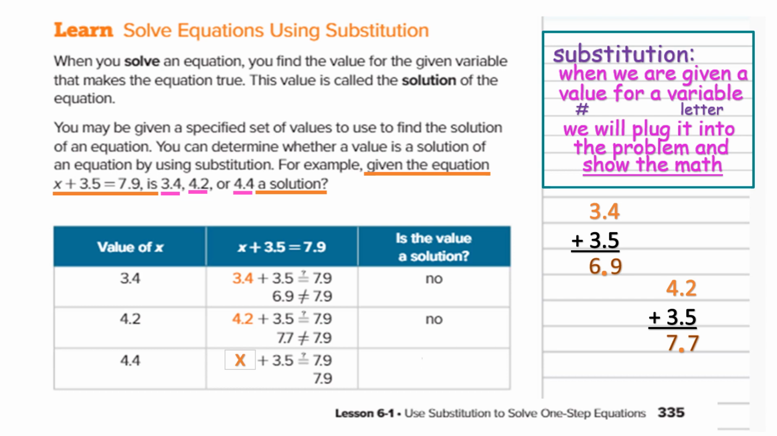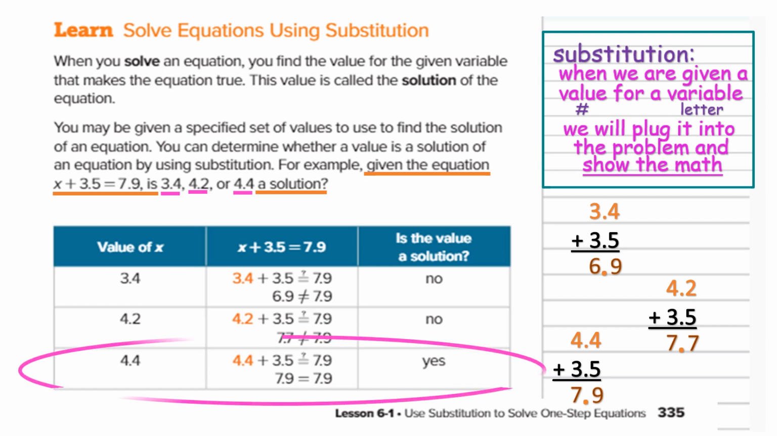So we're going to show our third math problem. We're going to show that we're adding 4.4 and 3.5. We're going to line up our decimals. We're going to bring our decimal down. I don't have any zeros to fill in, so I add on the right, which gives me 9. I add on the left, which gives me 7. And that tells me that on the left, I end up with 7.9. Is that equal to 7.9? It is. It is equivalent. So what we're finding is that 4.4 is a solution to that equation.